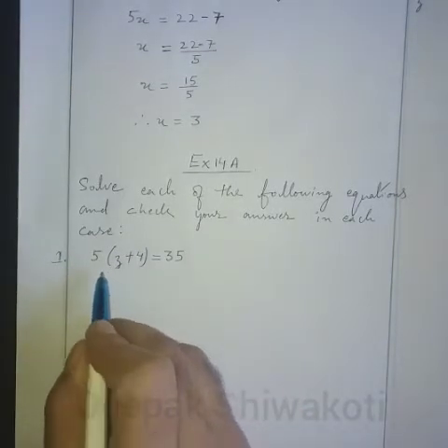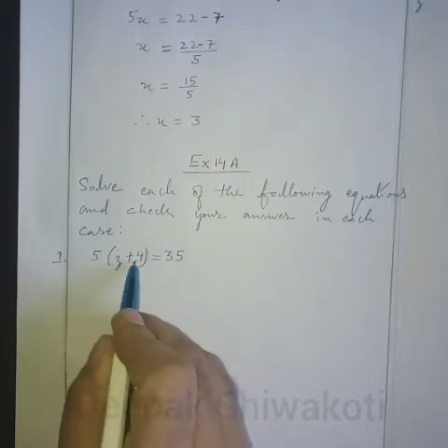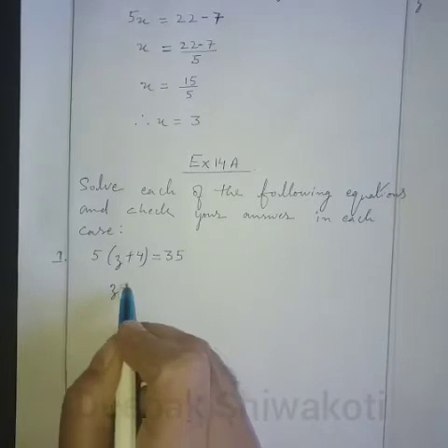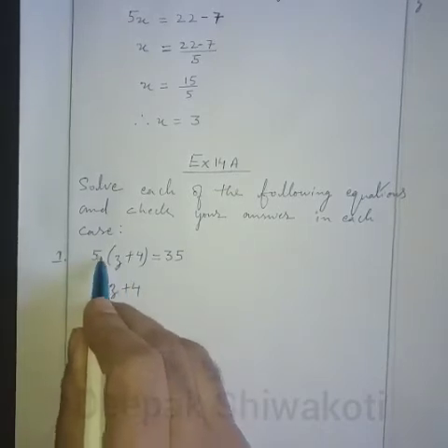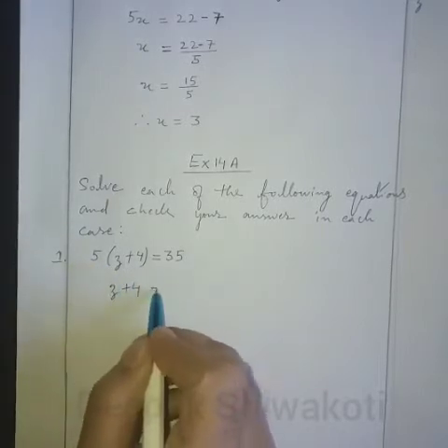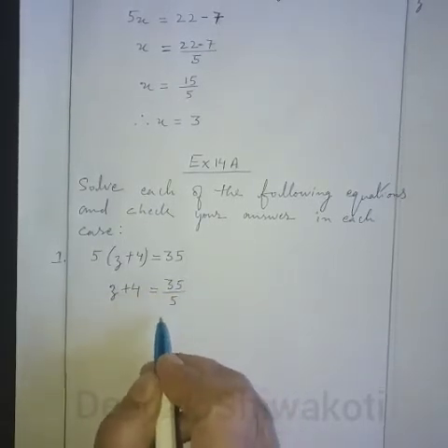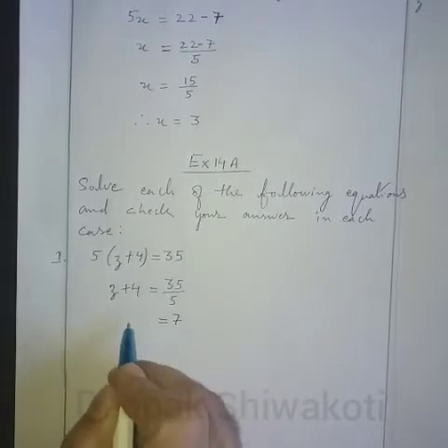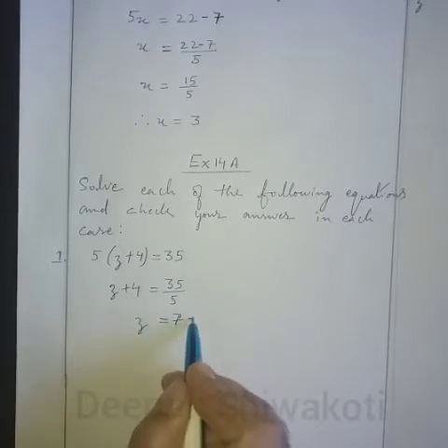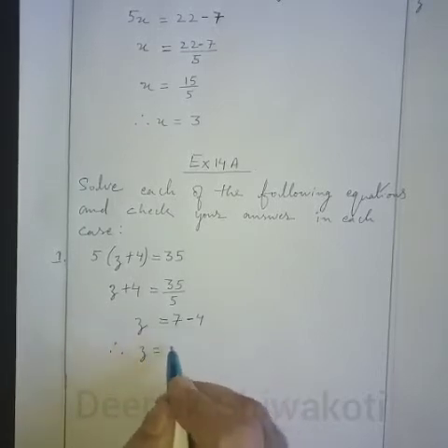Here we can see this 5 is common to these two quantities, so we'll take it to this side. As it is multiplying here, 5 into z plus 4, 5 will go to that side and it will divide, and 5 7s are 35 here. So z, we are finding the value, this plus 4 will go to that side and it will become minus 4. Therefore z is equal to 7 minus 4, which is 3.